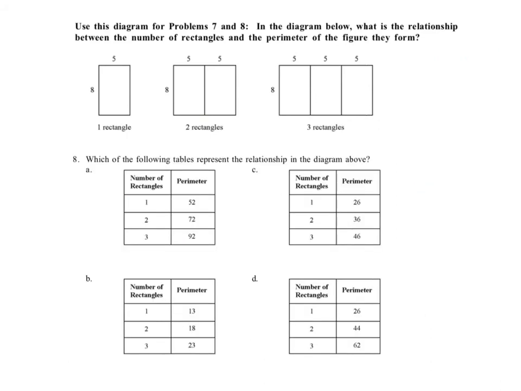Okay, so again, we just did this table on slide number 1, and it's asking for what's the relationship between the number of rectangles and the perimeter in a table, which table represents it, and we just did that, and we came up with 1 is 26, 2 is 36, 3 is 46, and you can actually just count the perimeter. You can say 5, 8, 5, and 8 sums to 26. It's got to be 126, right?